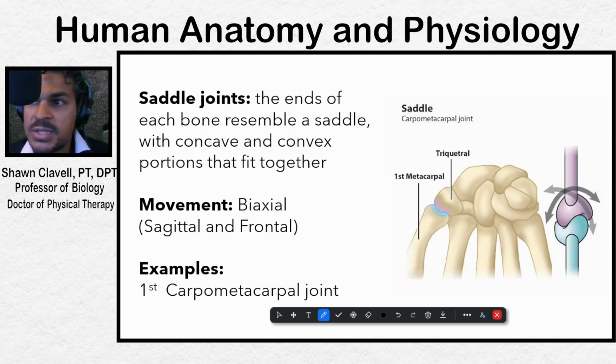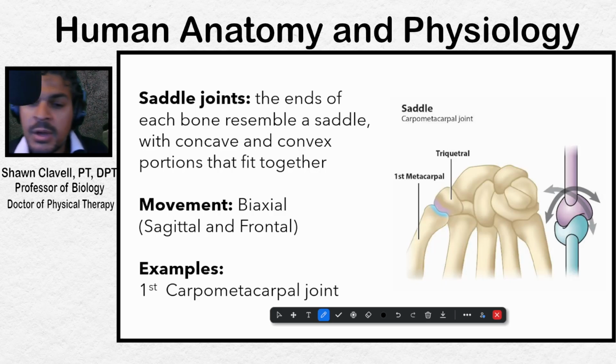So the motions that you can think about are kind of like as you were sitting on a saddle. You can go side to side. You can even rock front and back. So you get movement about two axes. You can go in the sagittal plane, forward and backwards, or even in the frontal or coronal plane, side to side.